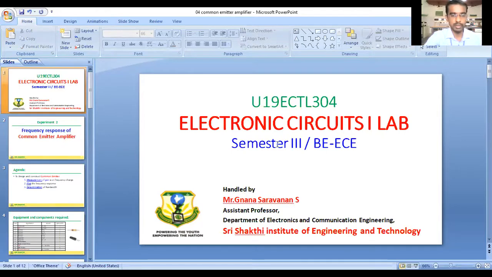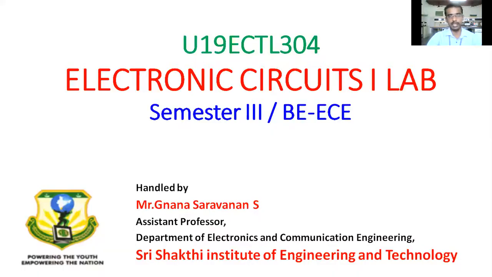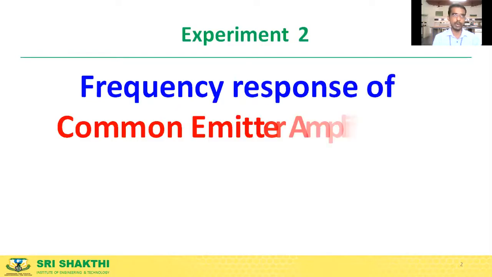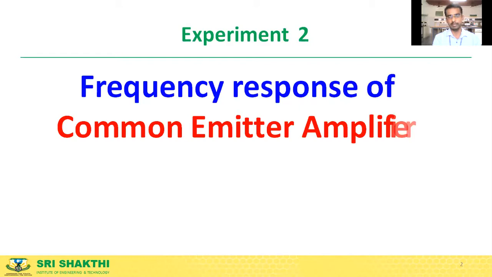Let's move on, right? So we are on the Electronic Circuits 1 lab component. Today's experiment is experiment number 2, frequency response of common emitter amplifier. So why do we call it a common emitter amplifier? Because the emitter will be grounded, and it will be common between the input and the output. Output will be at the collector and input will be at the base. I hope that was made pretty clear in theory classes, right?